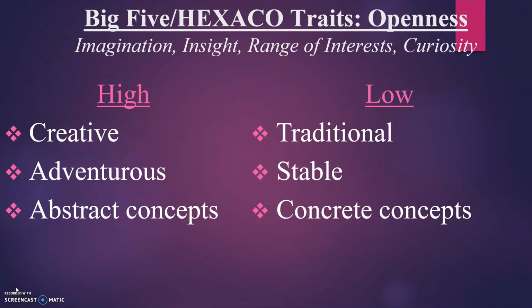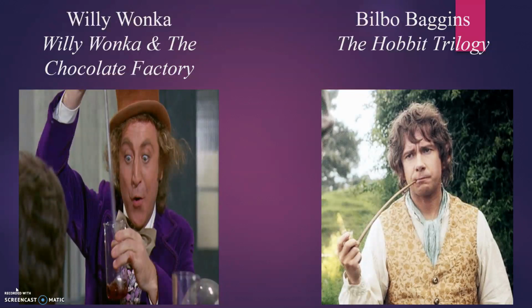So starting off with the first trait, openness, I have included some terms that can be associated with this trait up at the top. They're italicized, and then a few terms that can be used to describe those that tend to be low and then those that tend to be high in openness. And then to further assist you in conceptualizing what this trait looks like, I've included two movie characters after each trait that kind of embody the high end and the low end of each trait. So for openness, high in openness, we have Willy Wonka from Willy Wonka and the Chocolate Factory, and then low in openness, we have Bilbo Baggins from the Hobbit trilogy.